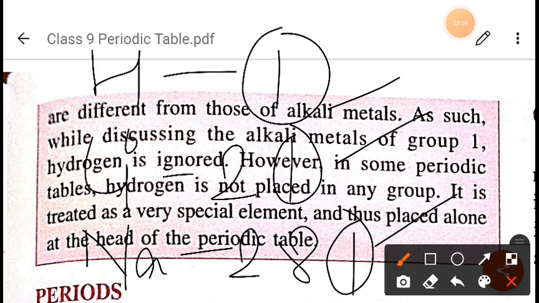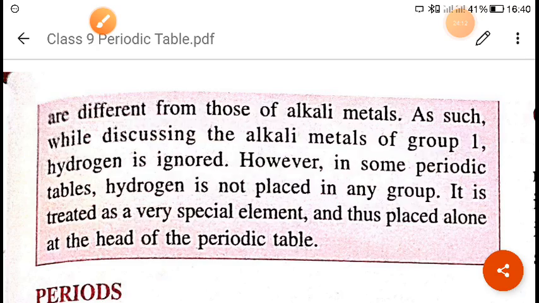However, if you look at some periodic tables, hydrogen is neither placed in group 1 nor in group 17. It has been placed on the top of the periodic table, right? Because this is a very special type of element, sometimes it will show the properties of alkali metals, which is group 1, and sometimes it will show the properties of group 17, which is the halogen family. So that is why in most periodic tables you will see that hydrogen has not been given a proper place. It has been placed on the top of the periodic table, okay? So I hope you have understood this.